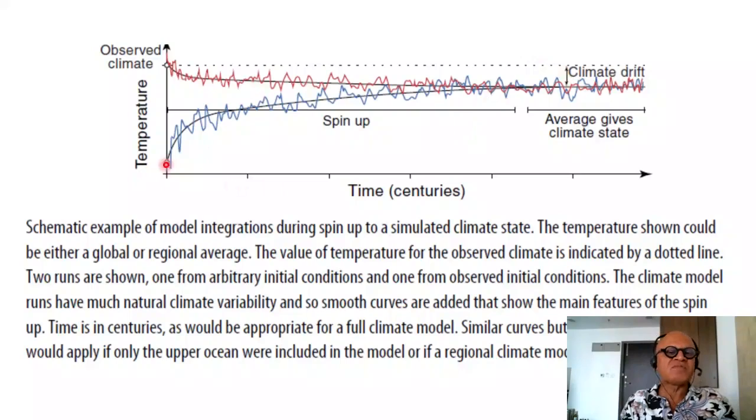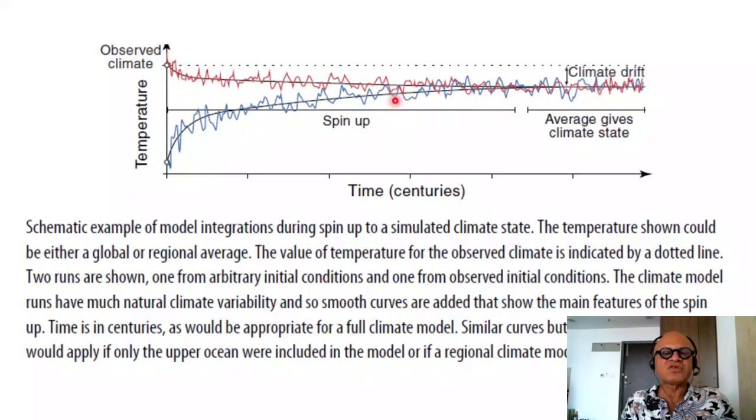But if you start from random conditions and not from observed conditions, the model tends to reach the same equilibrium after a long time integration of several centuries. So the average gives the climate state here, and you can see that the other simulation is basically coming to the same mean state, but it may still have variability that's different because the differences in the initial condition are carried forward for a very long time.